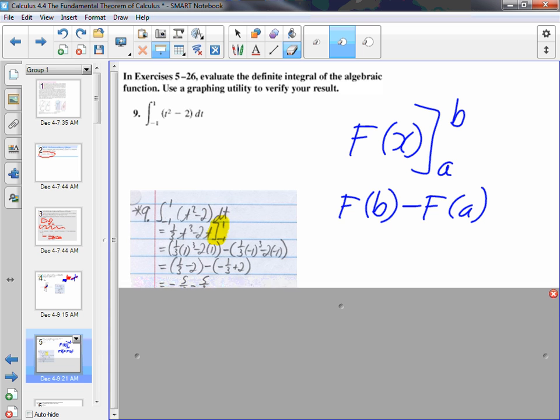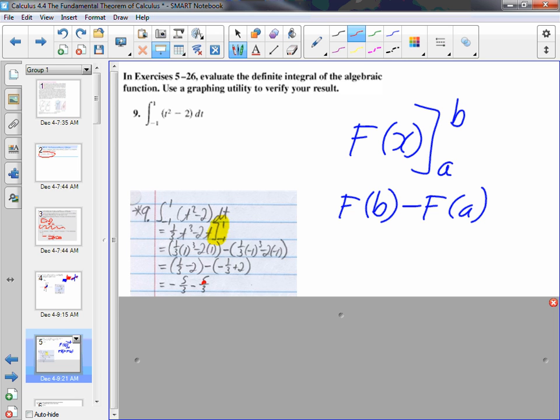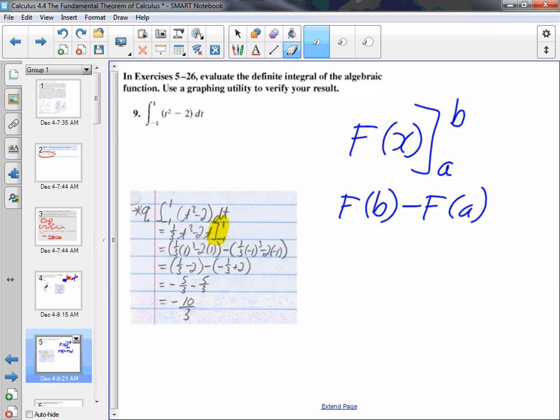All right, I went ahead and did each parentheses. 1/3 minus 2, so that's 1/3 minus 6/3 is -5/3. Then I copy down the minus sign. And then -1/3 plus 2, so that's -1/3 plus 6/3 is 5/3. And that's -10/3.